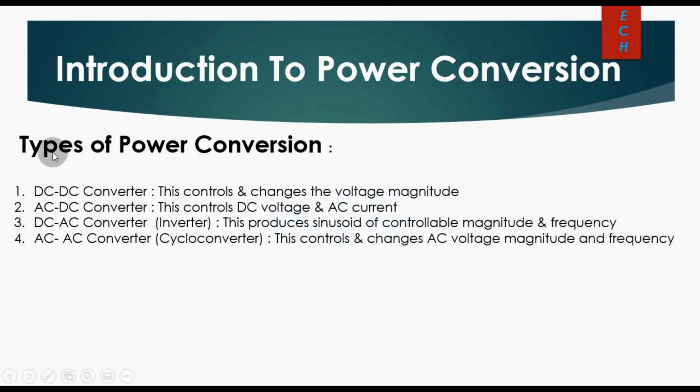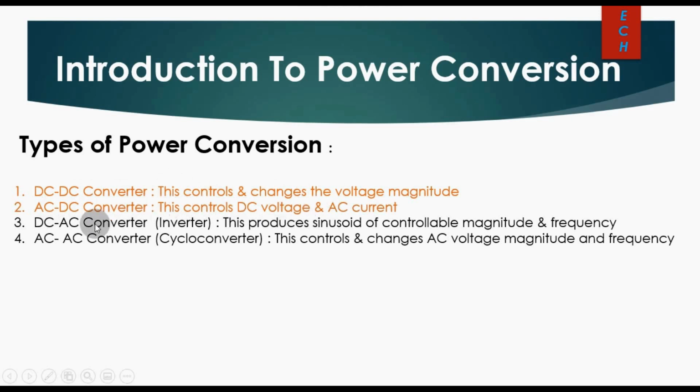So let us see the types of power conversion available. The first power conversion is DC-DC converter. In DC-DC converter, this controls and changes the voltage magnitude. Then the second power conversion technique is AC to DC converter. This controls DC voltage and AC current. Basically this works as a rectifier.